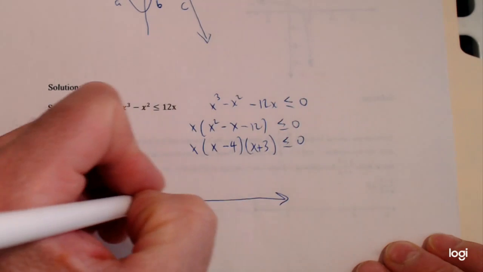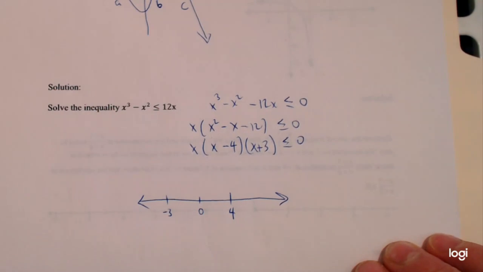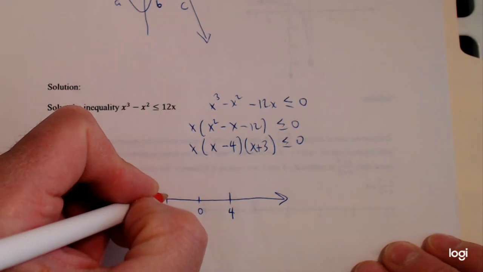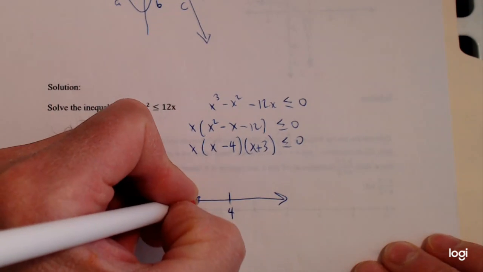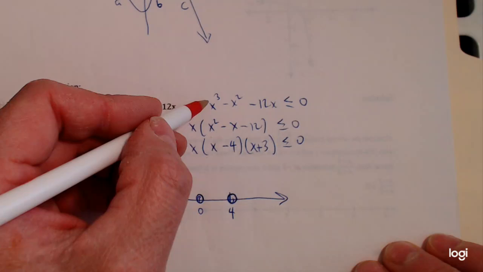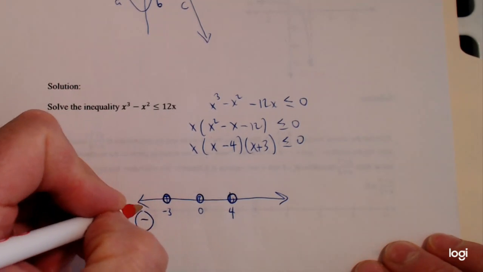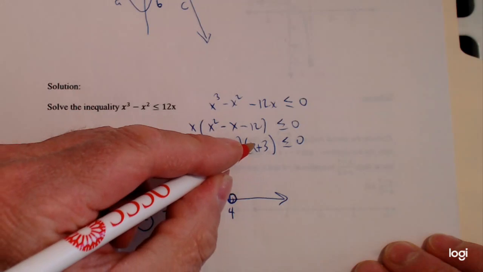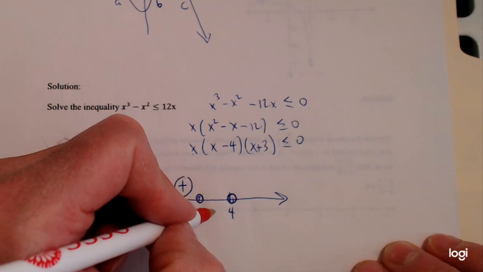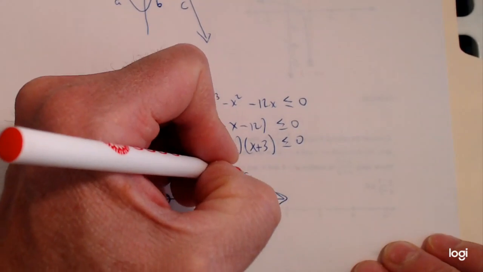So where are the interesting places? Well, the interesting places are at 4, at negative 3, and at 0. If we know how this function behaves, we know that the function is 0 at negative 3, 0 at 0, and 0 at 4. Because it's a degree 3 polynomial with positive leading coefficient, on the very left-hand side it's negative. Then this zero has a multiplicity of 1, so it crosses through and becomes positive. Then this zero has a multiplicity of 1, so it crosses through and becomes negative. And this zero has a multiplicity of 1, so it crosses through and becomes positive.